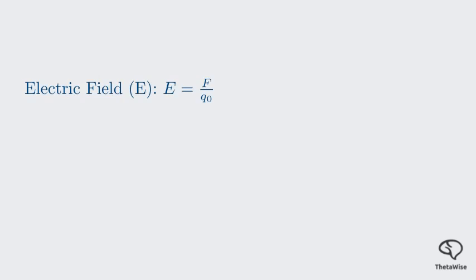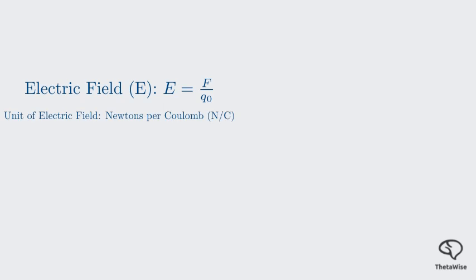We define the electric field, E, at a point as the force, F, that a tiny test charge Q0 would experience there, divided by the test charge itself. This means that the electric field at a point is simply the force per unit charge. Its unit is newtons per coulomb.